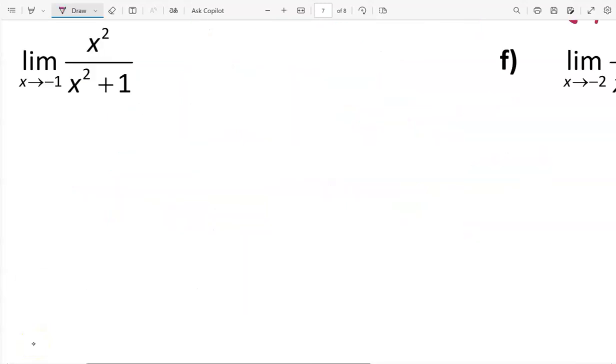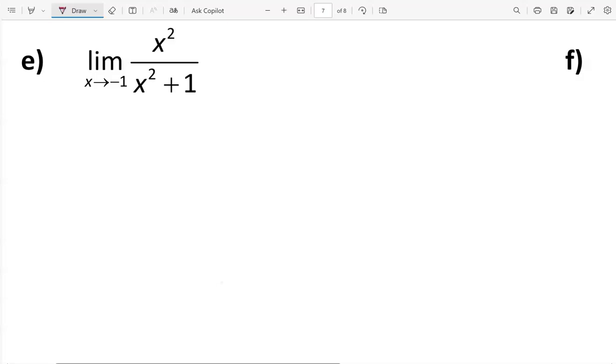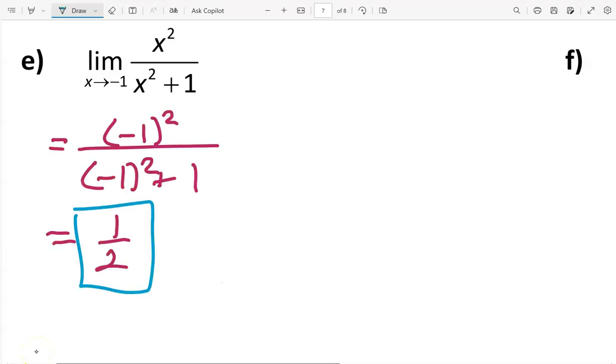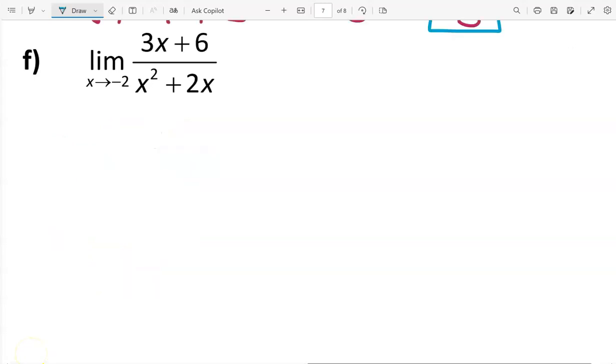Okay, it's your turn to try. Try E on your own. Since this function had no discontinuity at x equals -1, we can just find the function value, and the function value is equal to the limit. Now pause the video while you try F on your own.